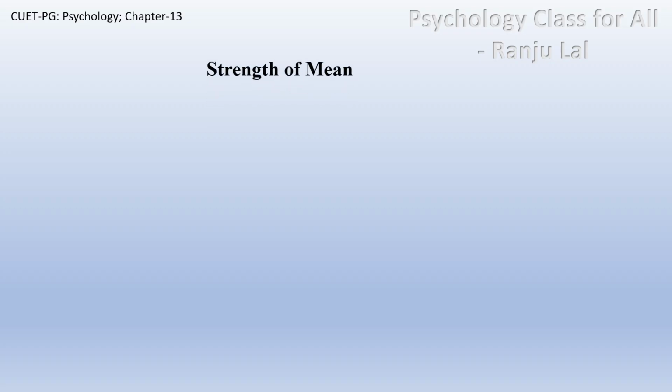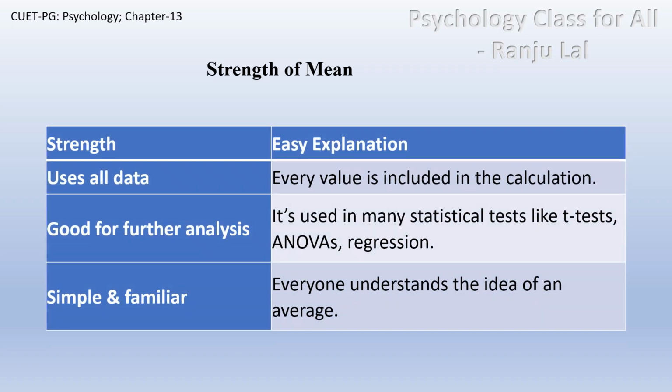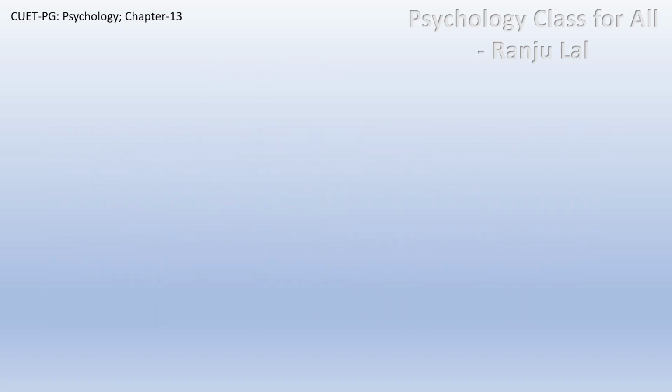Now the strength part of the mean. There are some strengths, like it uses all data. So every value is included in the calculation. It is accurate when data is consistent, like measuring group anxiety scores. The next strength of the mean is that it is good for further analysis. It is used in many statistical tests like t-test, ANOVA, regression, etc. Most popular research relies on mean as the foundational statistical tool. It is simple and familiar, like everyone understands the idea of an average, even a layman, because it is useful in reports, policies, or inventions description. So mean is powerful because it tells us the overall picture, like a summary of mental health in a group.